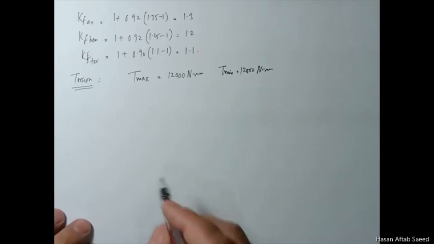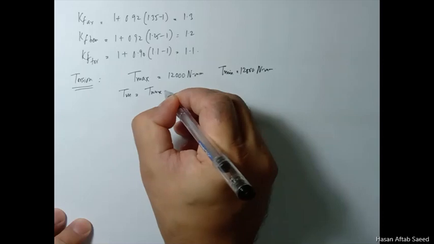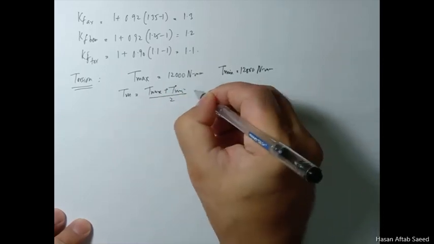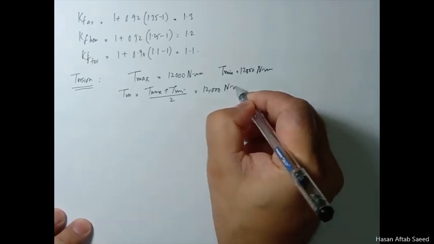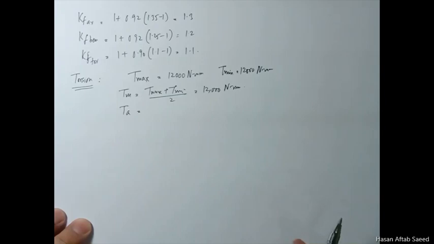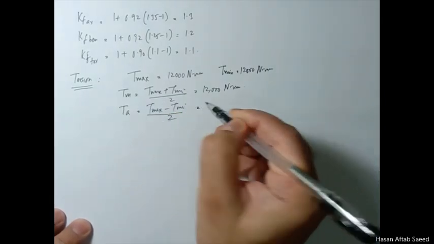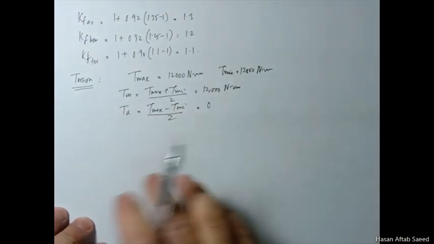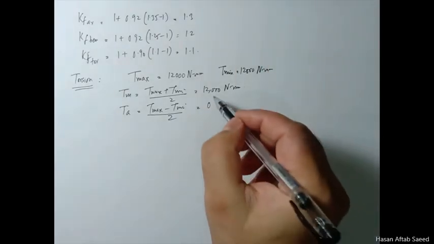So if we calculate Tm, the mean component, it's very obvious: T max plus T min over 2, 12,000 plus 12,000 over 2, is 12,000 Newton millimeters. What about the amplitude component? T max minus T min over 2 is 0. As long as you are pressing your tool against it, there is just one value of torque, and that is the mean torque. When you remove it, it becomes 0. There are no cyclic changes here. So this is the situation.